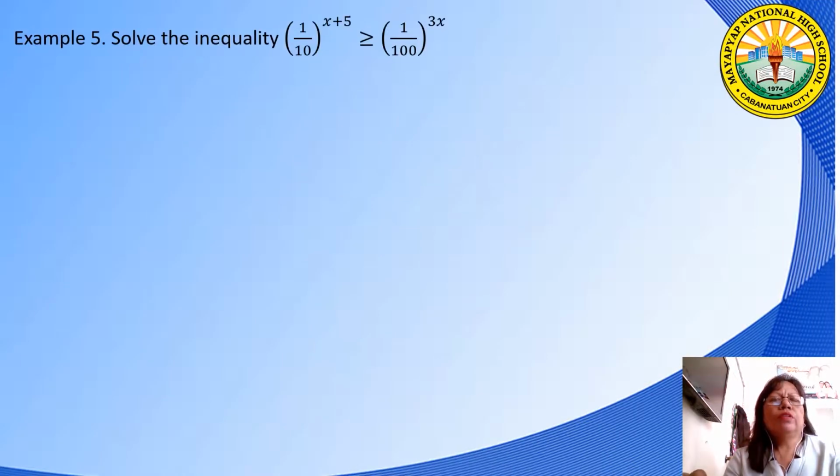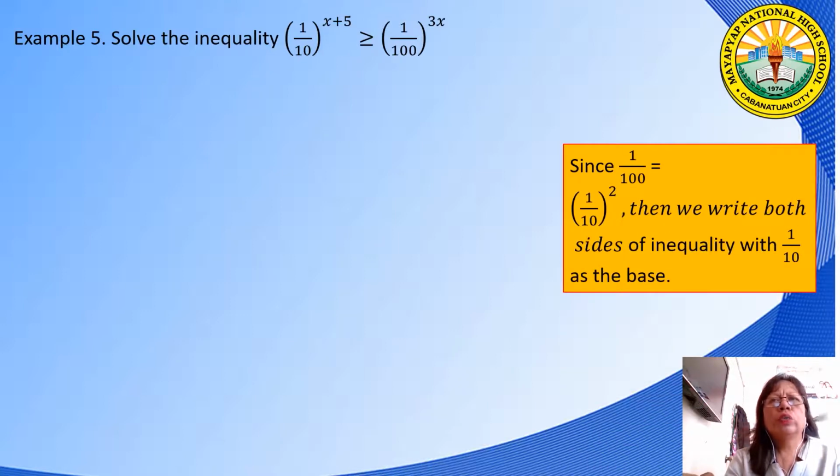Another example of exponential inequality: (1/10)^(x+5) is greater than or equal to (1/100)^(3x). Since 1/100 equals (1/10) raised to the second power, we write both sides of the inequality with 1/10 as the base. So, same bases, we equate that their exponents are equal by applying the one-to-one property of exponential function.